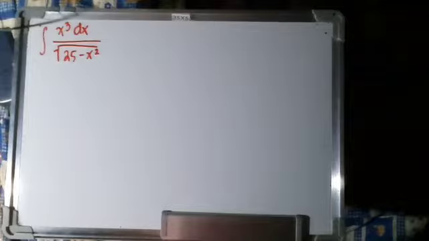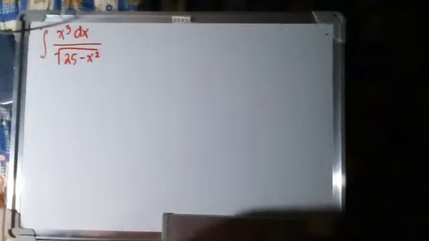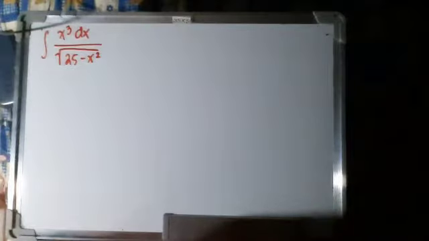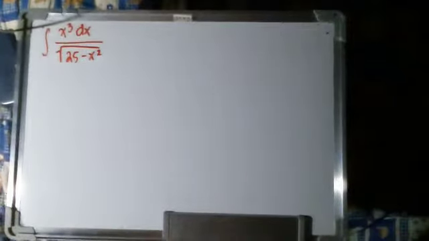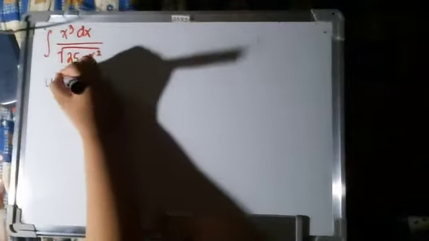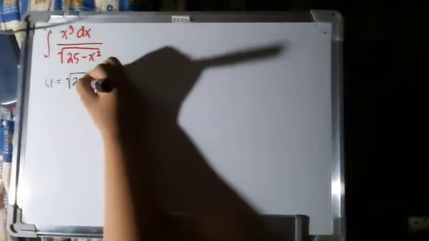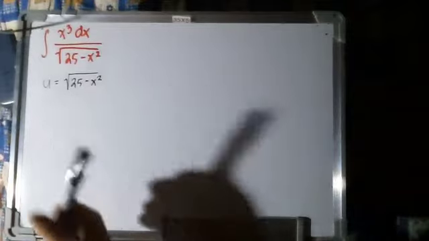So, for your first example, we have x cubed dx over square root of 25 minus x squared. So, first step, determine natin ano yung gagamitin natin na value ng u. So, in this case, gamitin natin yung mas komplikado, which is square root of 25 minus x squared. So, in here, u is equal to square root of 25 minus x squared.